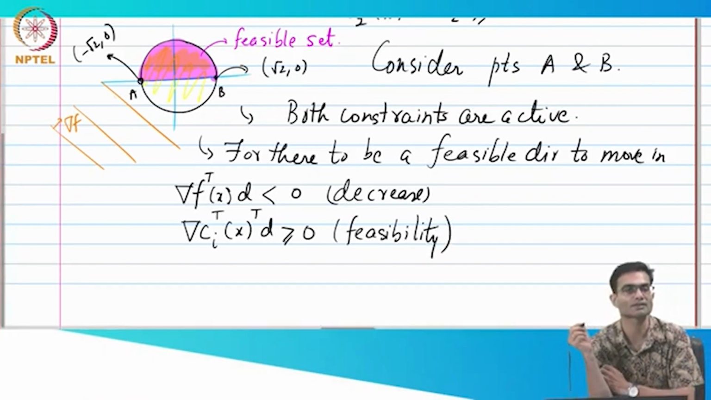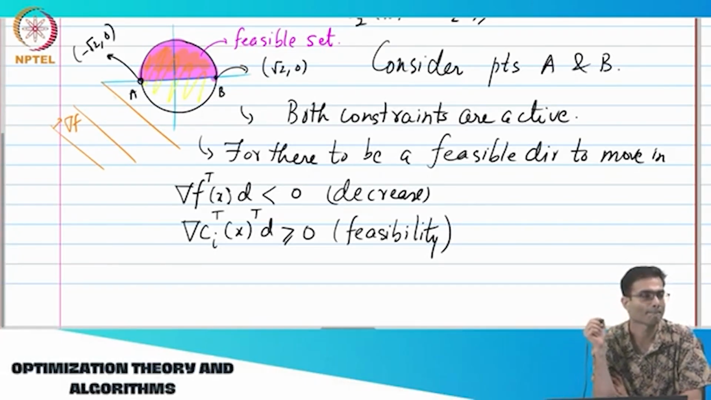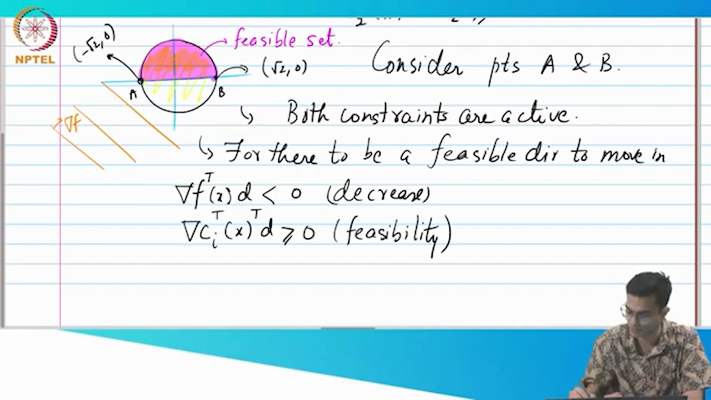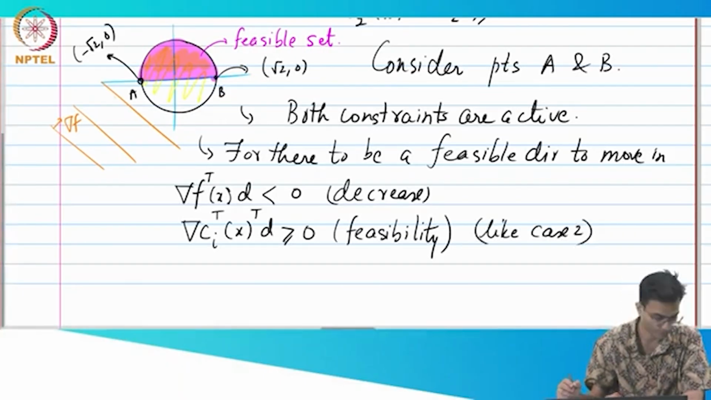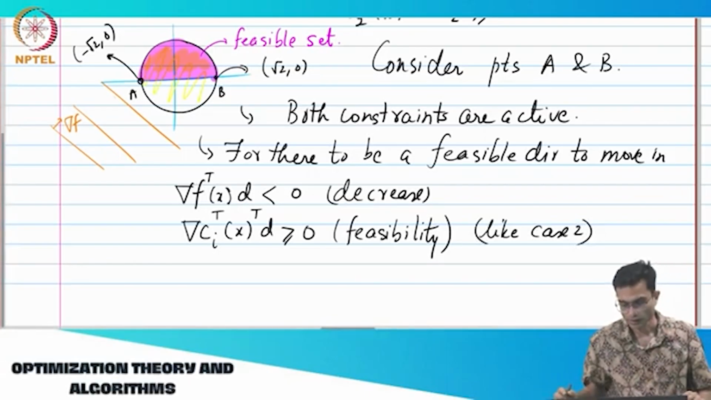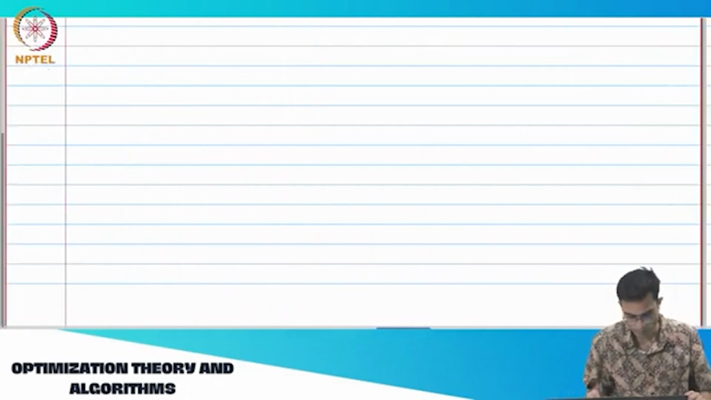Quick question, is this second condition like case 1 or case 2 of last time? Case 2, right? Because the constraint is active, right? So let's just write that like case 2. Okay, I'll move to the next page then.